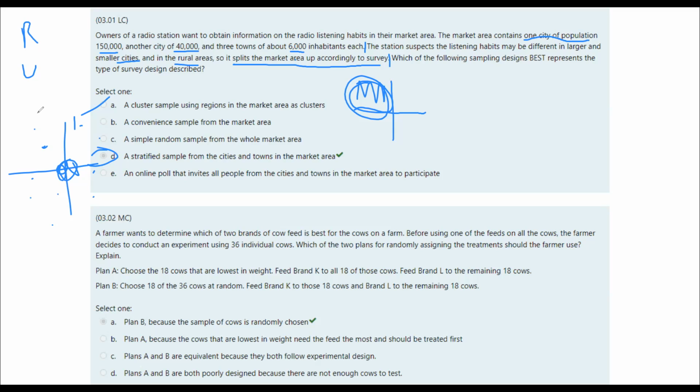A farmer wants to determine which of the 2 brands of cow feed is better for the cows on the farm. To test the feeds on the cows, the farmer decides to conduct an experiment with 36 cows. Which of the following plans for randomly assigning should they use? Should they choose the 18 cows that are lowest in weight?